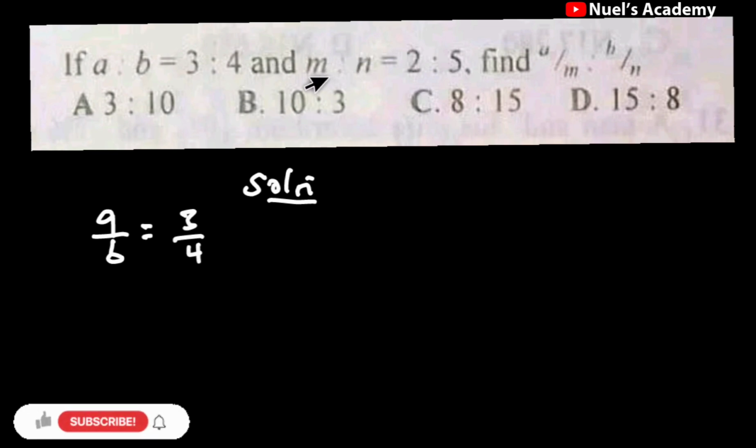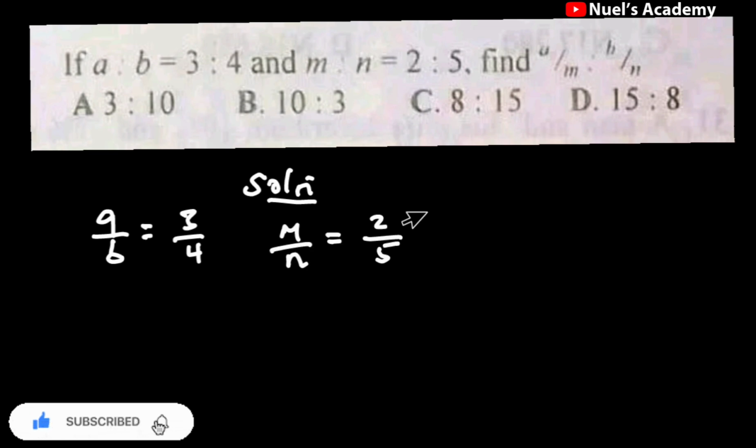We are also given M is to N is equal to 2 over 5. That can also be written as M over N is equal to 2 over 5. Then we have to find A over M is to B over N. So let's simplify this first. So I have A over M is to B over N, which also means A over M divided by B over N. So let's just simplify this.